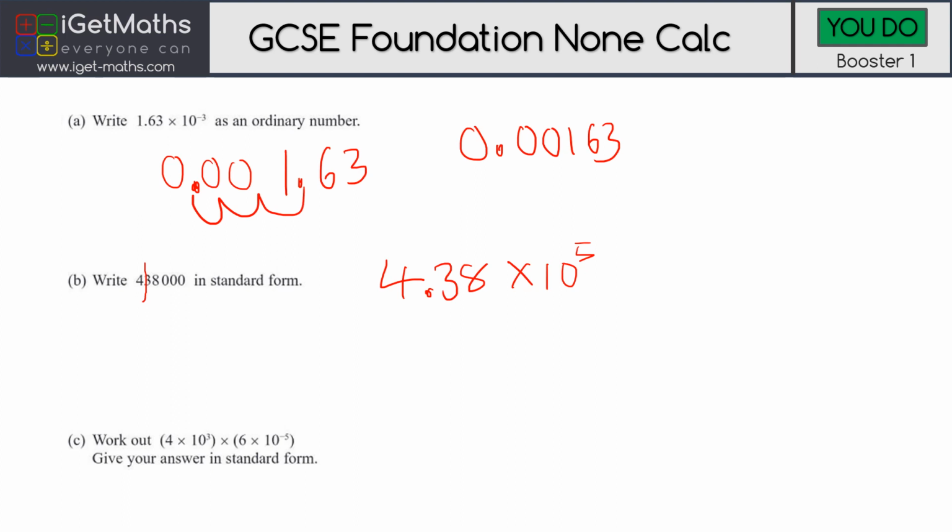Work out 4 times 10 to the power of 3 times 6 times 10 to the negative 5. Give your answer in standard form. So again, we need to do the whole numbers first. 4 times 6 is just going to give us 24. Times 10 to the power of 3. Remember, when you times indices, you add them. So that's going to be plus minus 5. 3 plus minus 5 is going to give us a minus. That's going to give us 3 minus 5, which is going to give us minus 2.